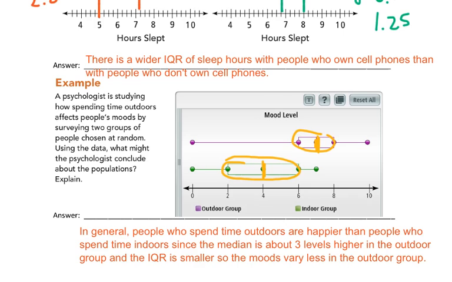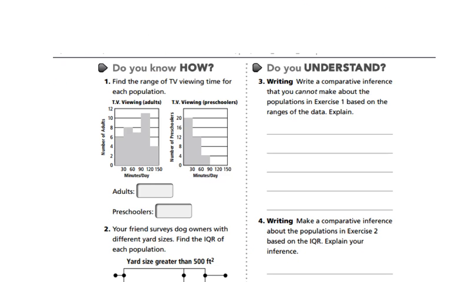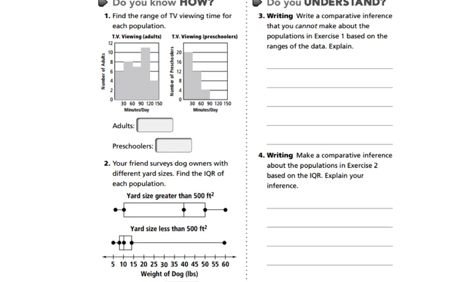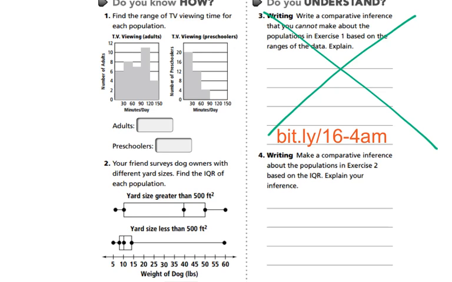This is the close and check, but I want you to cross off number 3. You do not need to do number 3. You need to do numbers 1, 2, and 4. And you're going to put those answers into a Google form. So once you have written down your answers on paper, you're going to go to bit.ly/16-4am. So it's section 16.4, and this is accelerated math. Please complete that and then move on to the next section.